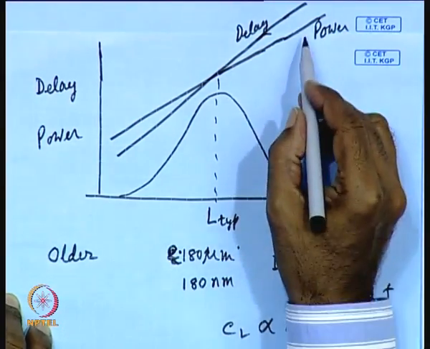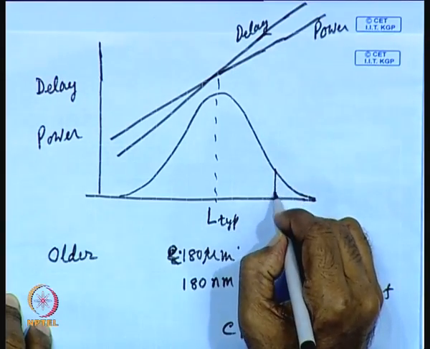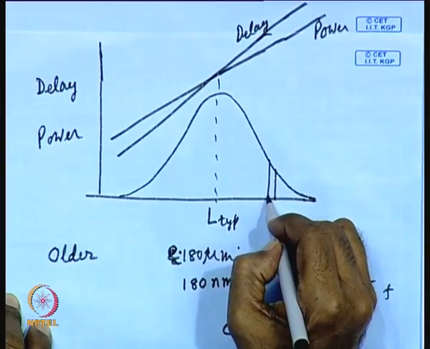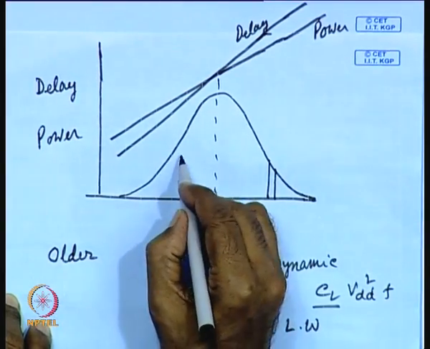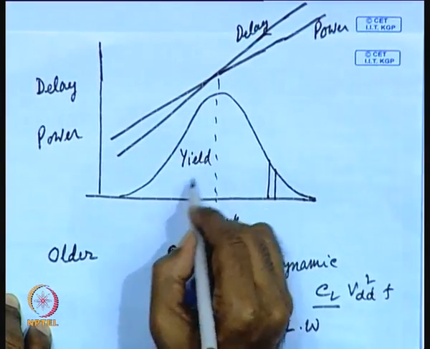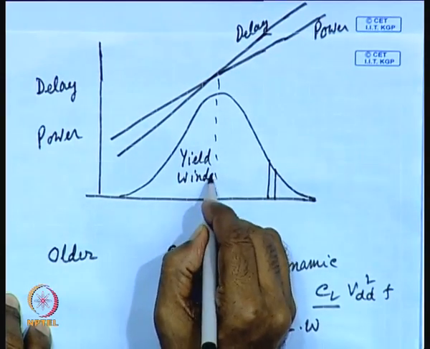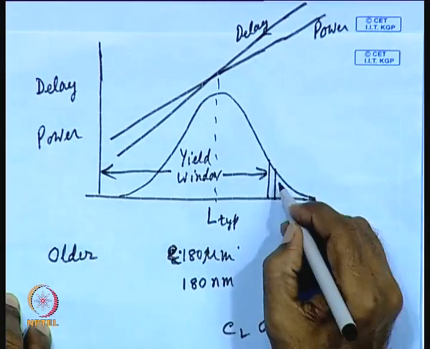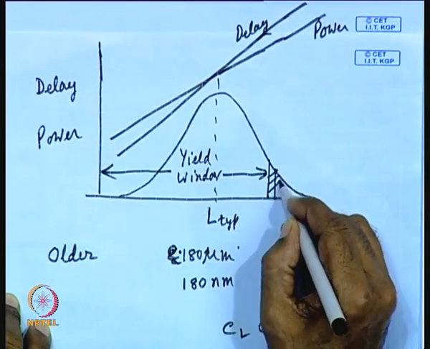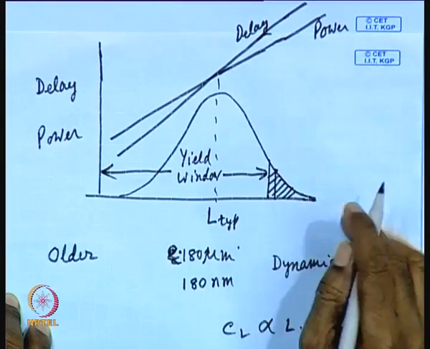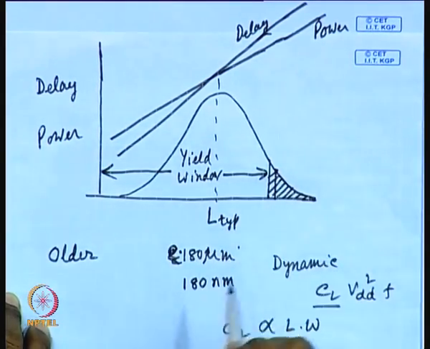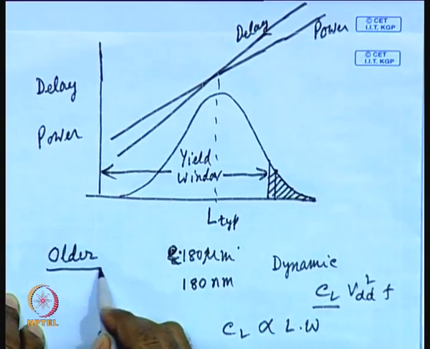Now, if your power budget is exceeded here and delay budget, that means performance, is exceeded here, then this is the yield window. This is the yield window that you will get. That means, the devices which are falling in this range, that means for having channel length in this range, have to be discarded. So, this is the one sided constraint in older technologies.